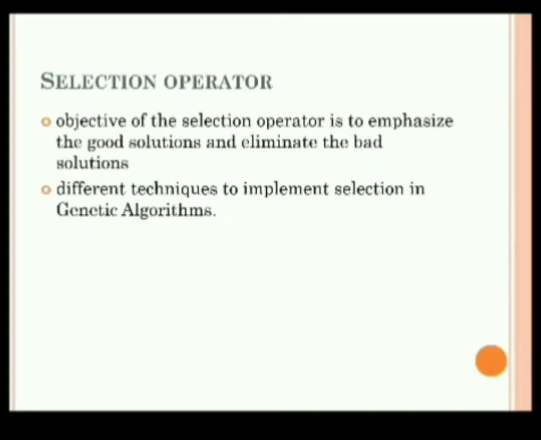The functions of a selection operator: it identifies good solutions in a population, makes multiple copies of good solutions, and eliminates bad solutions from the population.